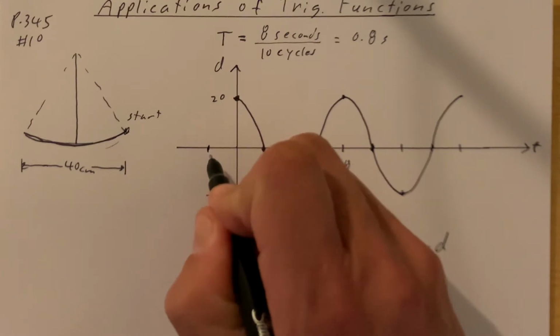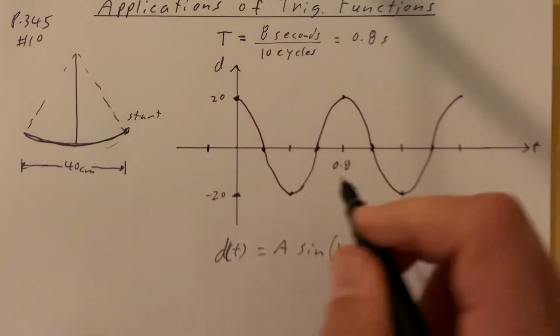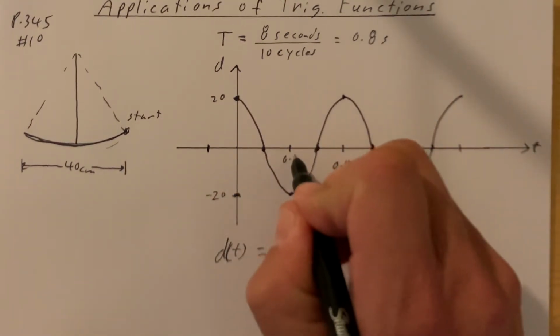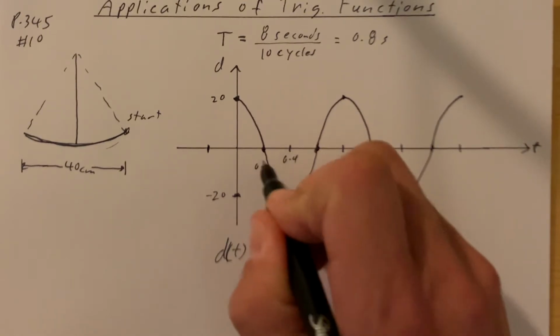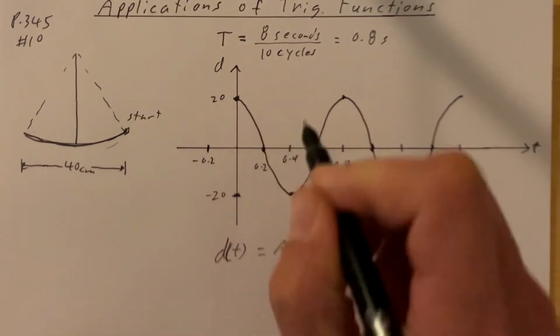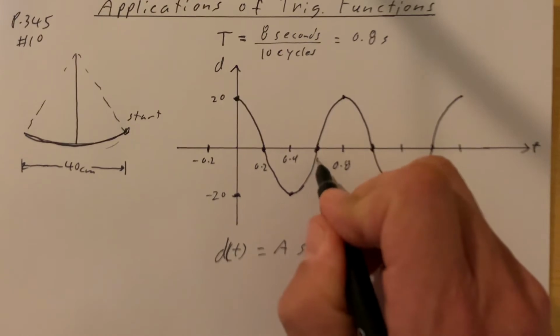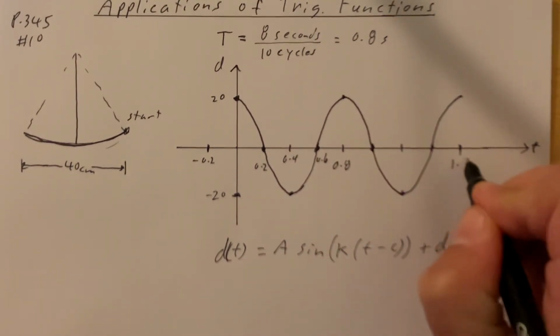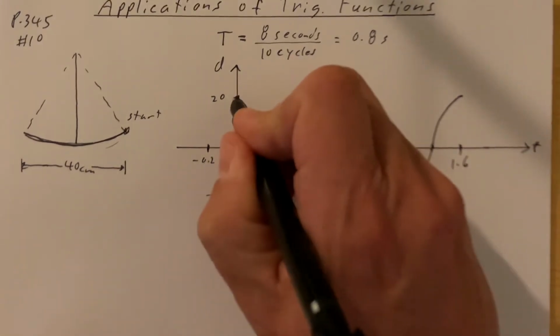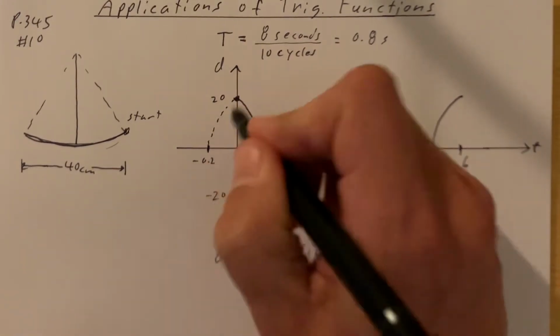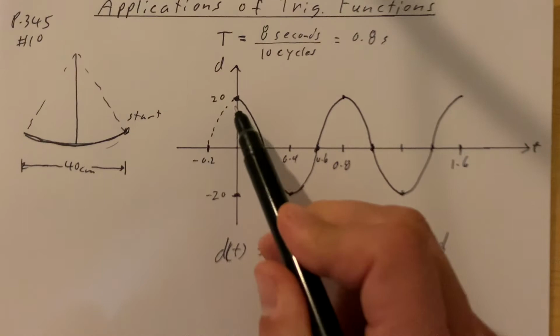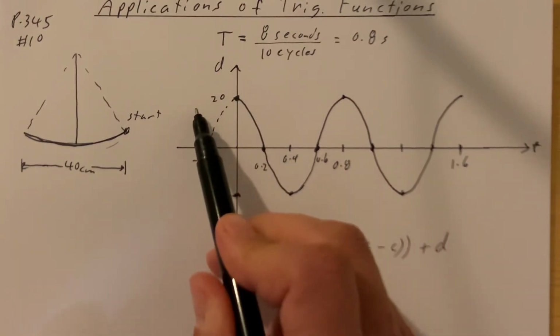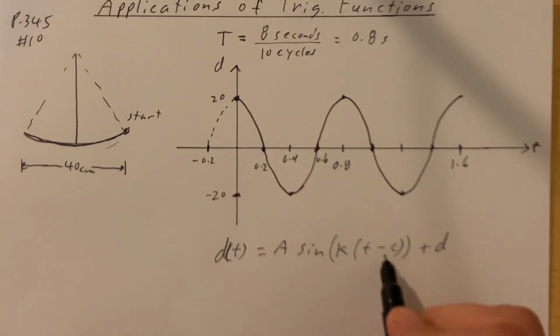So we go back here. If that's 0.8, this is 0.4, this is 0.2, so that would be negative 0.2, a quarter of a period. That would be 0.6, and so on. That would be at 1.6, because it's double. So if I went back here, this would be a sine graph shifted backwards. So then that would be a plus 0.2 in there.